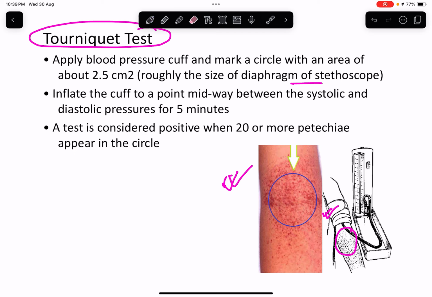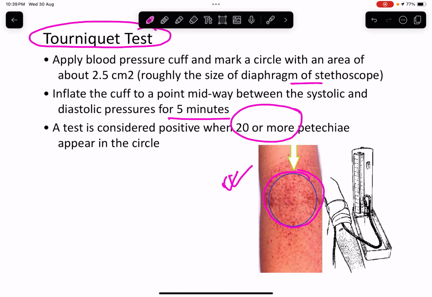Okay, we need to inflate the cuff to a point midway between the systolic and diastolic pressure, and we need to maintain that inflation for 5 minutes. Now a test will be considered positive when 20 or more petechiae appear in this circle. So this is the image, this is the positive tourniquet test.